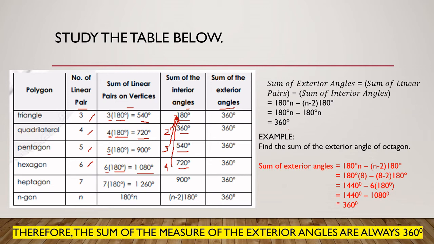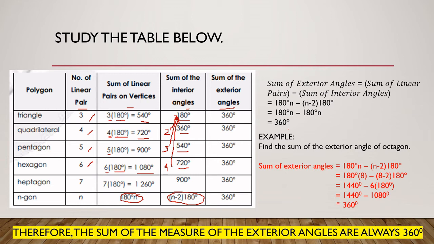Now, this is the formula if you are asked to get the sum of the linear pairs on vertices: 180 times n. And if we are asked to find the sum of the interior angles, we use the formula, the quantity of n minus 2 times 180 degrees, where n is the number of sides. Okay?